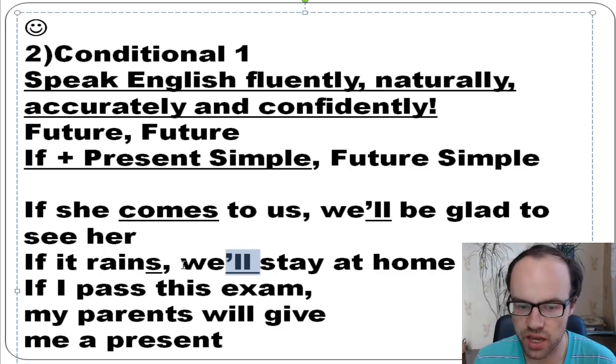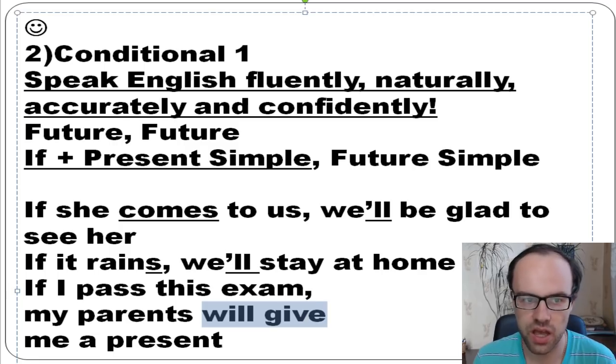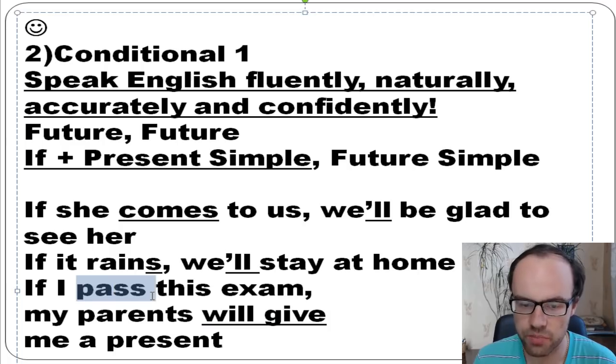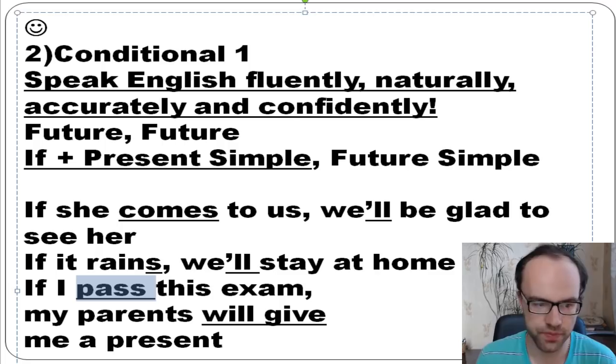If I pass this exam, my parents will give me a present, yeah? So it's about the future. We see future simple, will give, yeah? And we use present simple after if. If I pass this exam, yeah? Although we talk about the future, so it's the rule, the first conditional, please remember it.